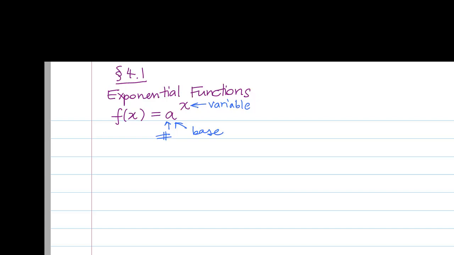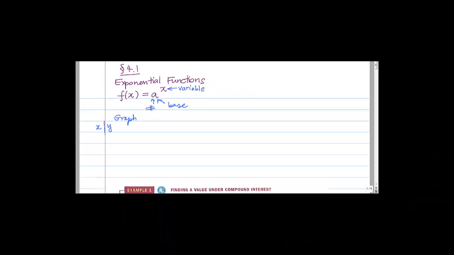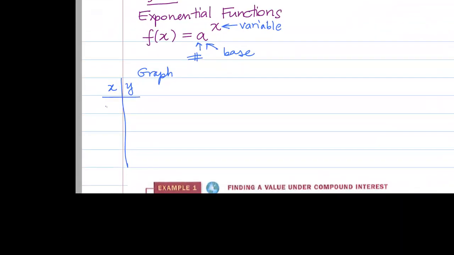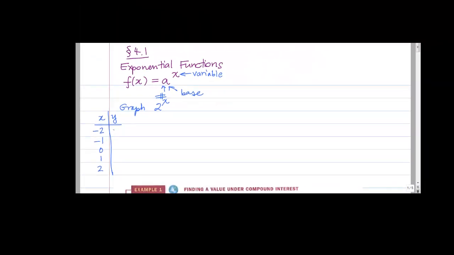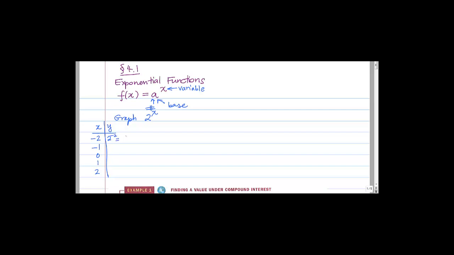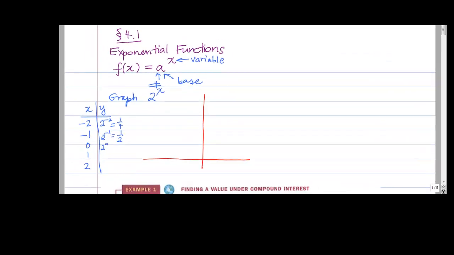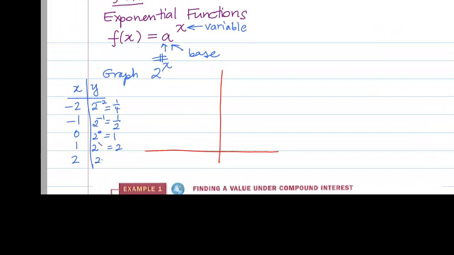If you wanted to graph this, anytime you don't know what a function looks like, you can graph it using an XY chart. I always like to use the values -2, -1, 0, 1, 2. Let's graph, for example, 2 to the x. So 2 to the -2 is 1 over 4. And 2 to the -1, now x is -1, I'm plugging that in here, and that is 1/2. 2 to the 0, anything to the 0 is 1. 2 to the 1 is 2, and 2 squared is 4.